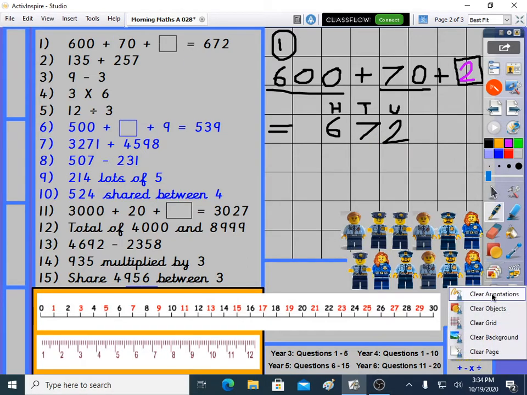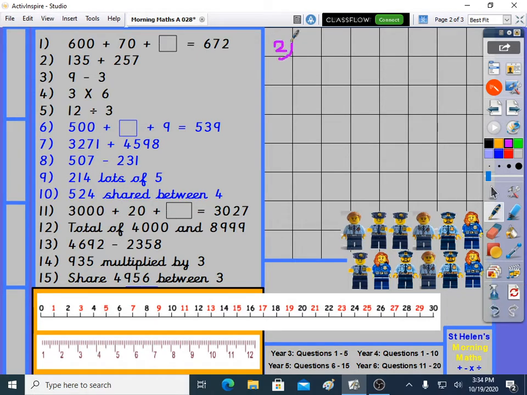Moving on to question 2. 135 plus 257. We'll definitely use the column method for this because they're big numbers, two 3-digit numbers. 5 plus 7 is 12. 3 plus 5 is 8, plus 1 is 9. 1 plus 2 is 3, 392.